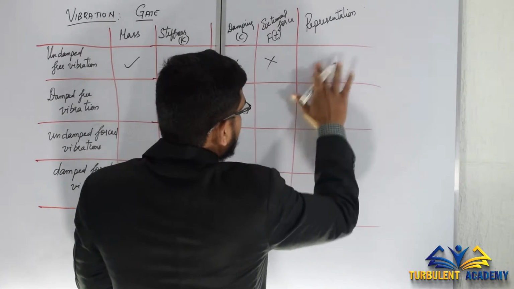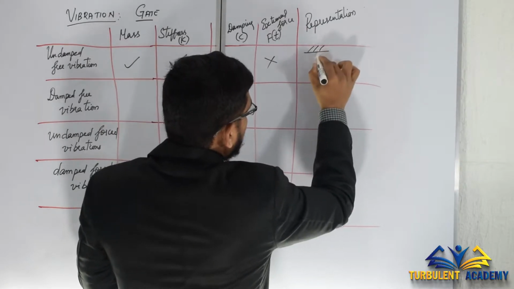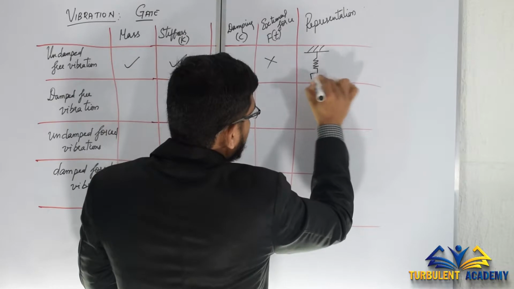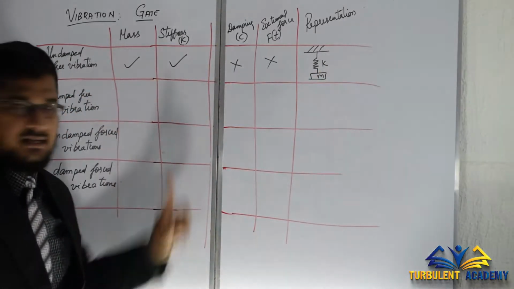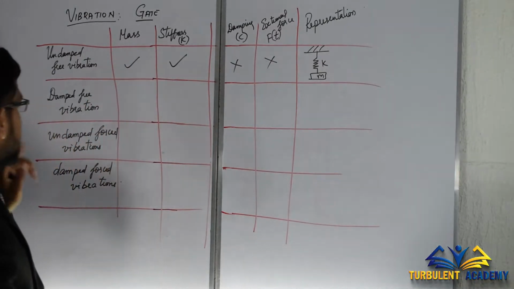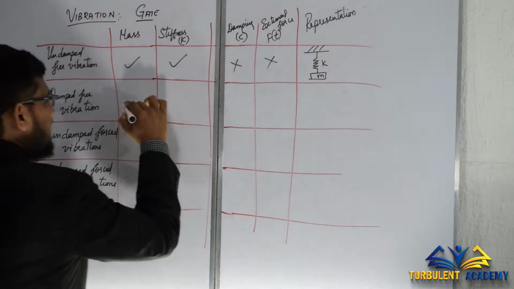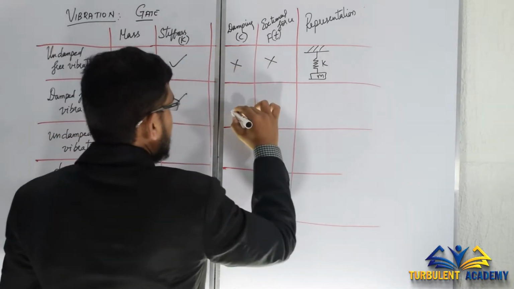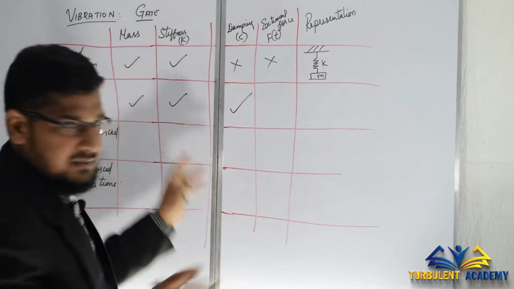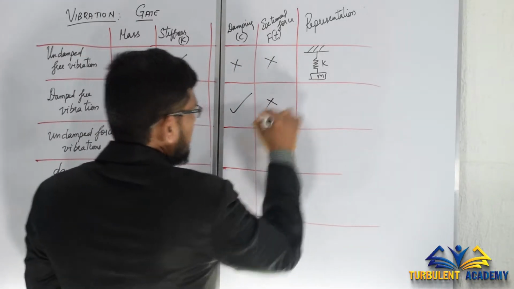So the representation, as you have seen it earlier, let's draw it in a vertical way. We have a spring constant K and a mass m. So K and M are there, fine. Next is damped free vibration. We need mass and stiffness for the system, and along with it, since it's damped, I will have a damper. Since it's free vibration, we don't have an external force.